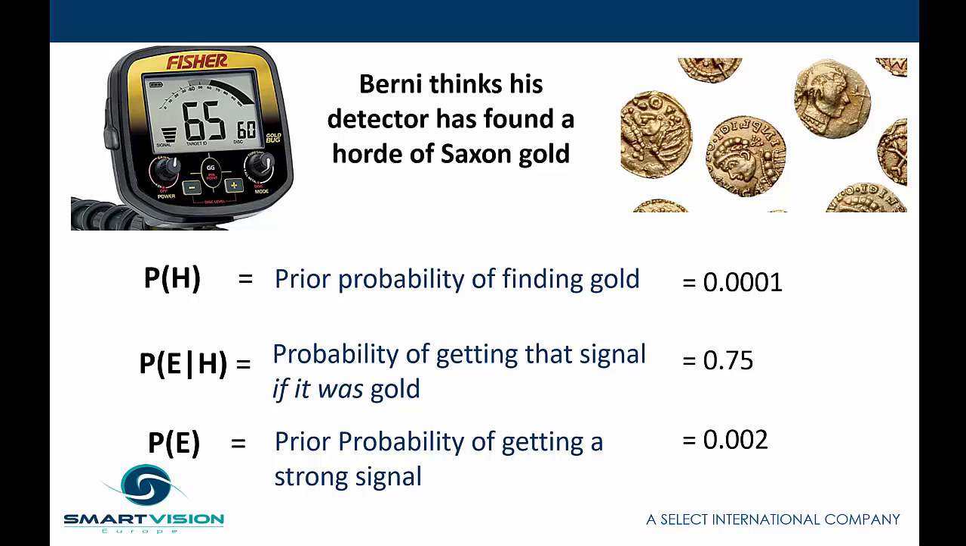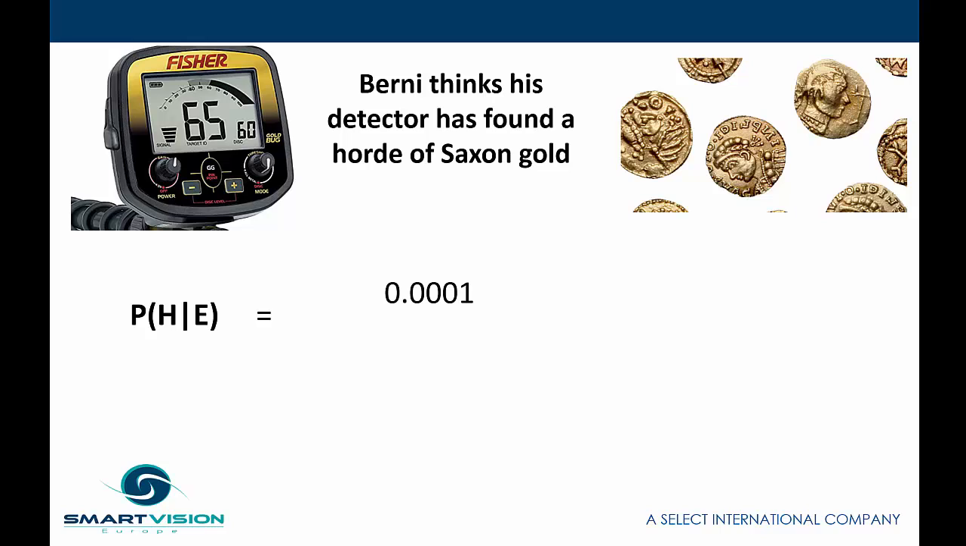So although the signal looks strong, the prior probability of finding gold is quite weak, and the prior probability of getting that signal is also quite weak. So we've got to combine these things together in some way in order to come up with our posterior probability. We start with our prior probability, that is 1 in 10,000. We're multiplying that by 75%, which is the probability of getting that signal if it was gold. And we divide that by the probability of getting that signal to begin with, which is about 1 in 500. That gives us a result of 0.0375, so 3.75% chance, according to this calculation, that Bernie has in fact found Saxon gold. It's not very likely that he's done so.